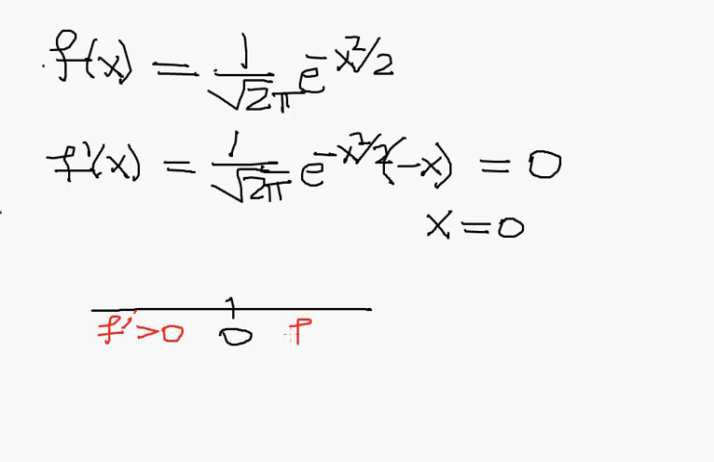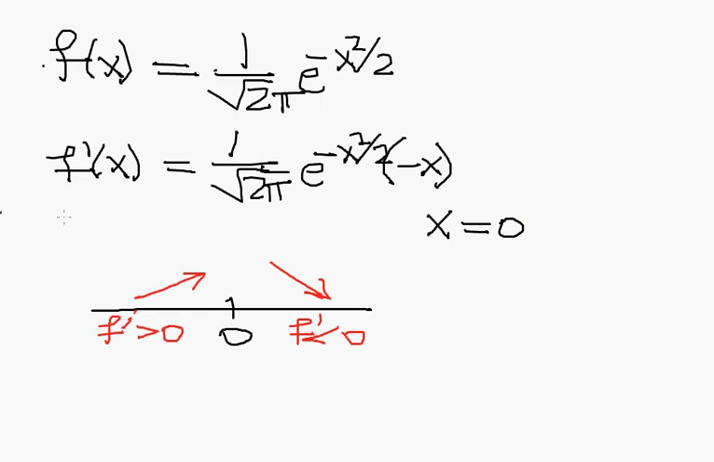By the same logic, if I were to plug in a number that is bigger than 0, I would get a derivative that's negative. So here it's increasing, and here it's decreasing, which means 0 is the only critical point. And so it's a local maximum and therefore must be the absolute maximum. So that's to show that it's an absolute maximum.